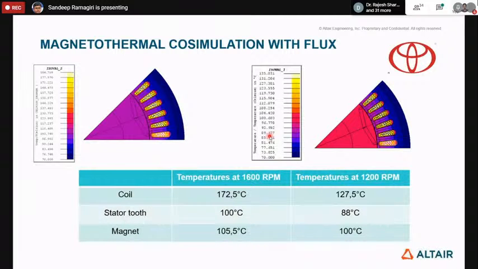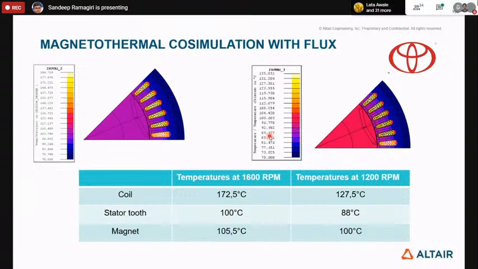And this is one result on the same motor, and you can see here the temperatures at two different RPMs. As you can see here, the coil temperature at 1600 RPM and also 200 RPM, and the stator tooth, and also the magnet temperatures at two different RPMs.